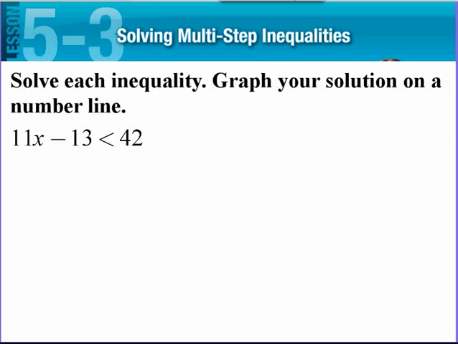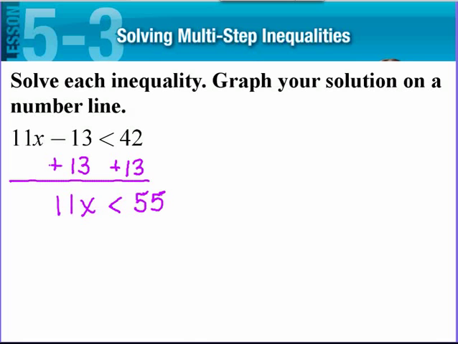We're going to solve this exactly the same way we would solve an equation with an equal to sign. So what would you do if that was an equal to sign instead of a less than sign? Add 13. You would add 13. So that's what I'm going to do here. I'm going to add 13 to both sides, in which case I'm left with 11x is less than 55. Now in order to solve that, what do you think you're going to do now? Divide by 11. So when I divide by 11, I get x is less than 5.